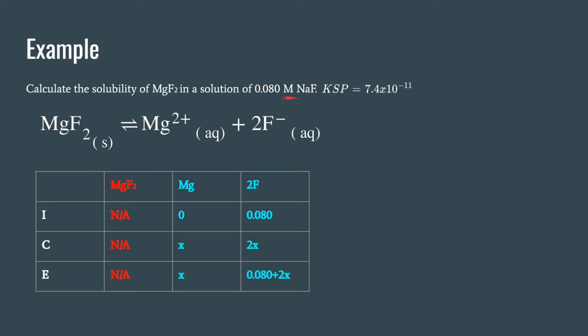NaF has a common ion with the product F, which is fluorine. It has fluorine here, and this one has fluorine. And we know that concentration is constant, so it doesn't change if you break a chemical apart. So it's not going to change if you split Na and F. It's always going to stay the same. So the initial for F is 0.08.